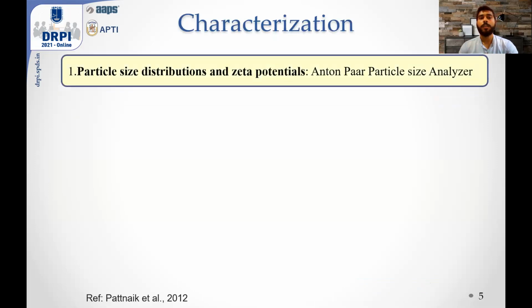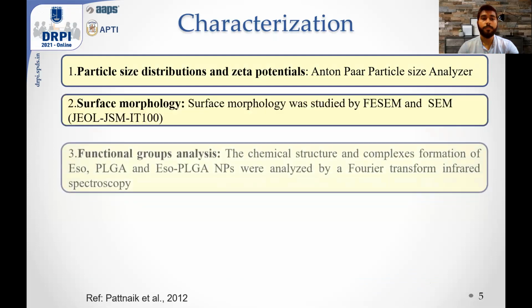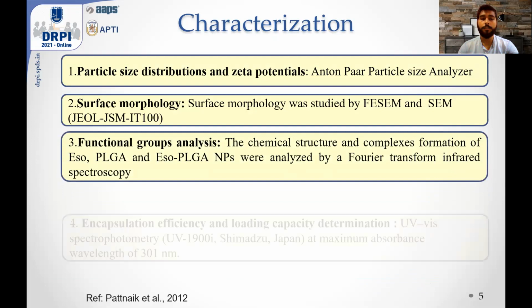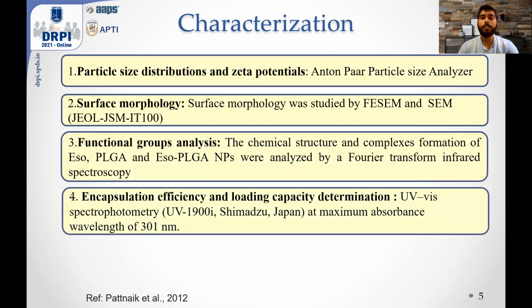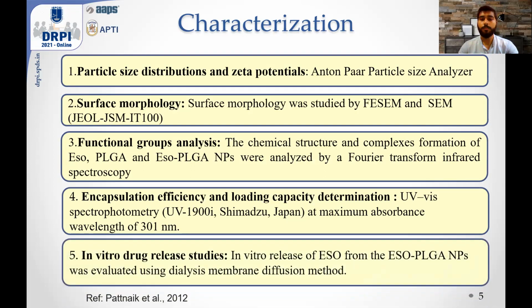Characterization of nanoparticles. Nanoparticles were characterized by particle size distribution and zeta potential in Anton Paar particle size analyzer. Then surface morphology was studied by FESEM and AFM. Functional group analysis was done in FTIR. Encapsulation efficiency and loading capacity were determined in UV visible spectrophotometer at maximum absorbance of 301 nanometers, which was of the pure drug obtained by determining absorbance maxima of the pure drug in phosphate buffer solution. Then in vitro drug release study was done using dialysis membrane diffusion method.